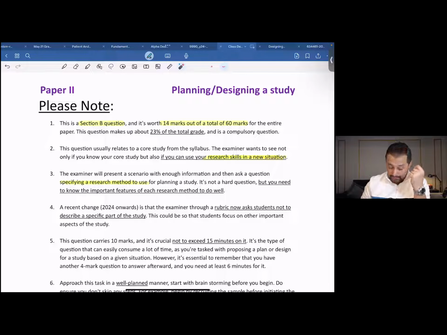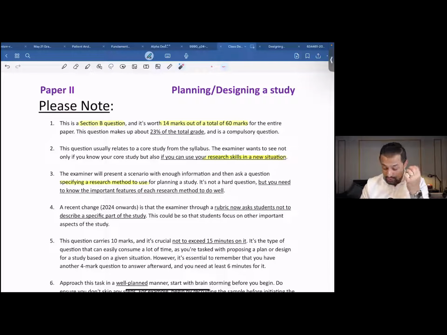Number one, this is a section B question, like I mentioned, and it is worth 14 marks out of 60 marks. 14 marks for both the parts that are divided into 10 and 4, where this 4 again might be divided into two questions of 2 marks each. So this is a section B question, and it's worth 14 marks out of a total of 60 marks for the entire paper. This question makes up about 23% of the total weightage, and it is a compulsory question.